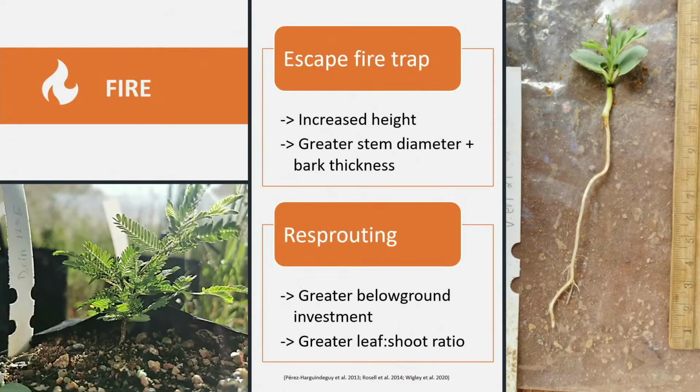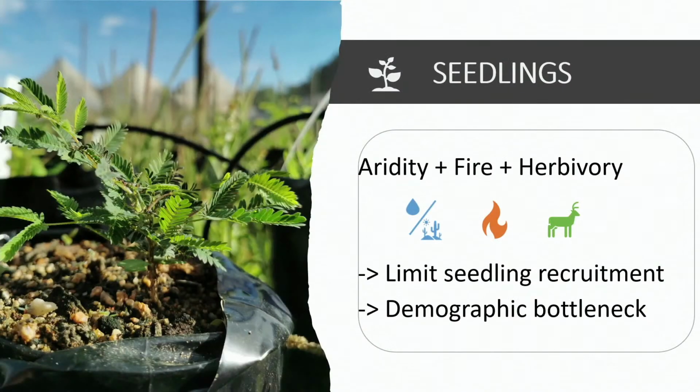And in response to fire, plants can have increased height, so grow faster in order to more quickly escape the fire trap. They also have a greater stem diameter and bark thickness in order to tolerate heat, and then have more below-ground investment, and again a greater leaf-shoot ratio as a resprouting adaptation. So the seedling stage is actually a major bottleneck in the establishment of trees, because many seedlings are limited in their recruitment.